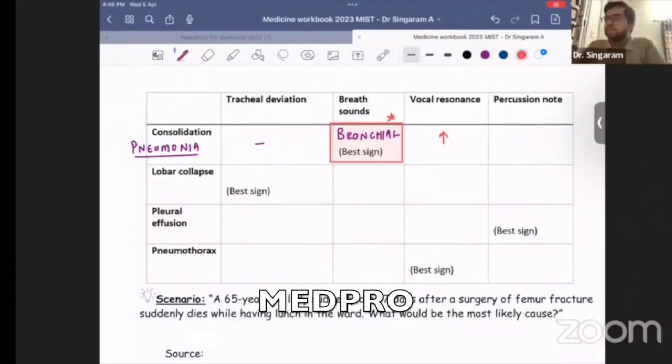Percussion note. What will happen to the percussion note? I told you, because of a lot of pus inside that. Normally it's a resonant note, but here it is going to be a dull note. That is what I told you. The note will be dull.